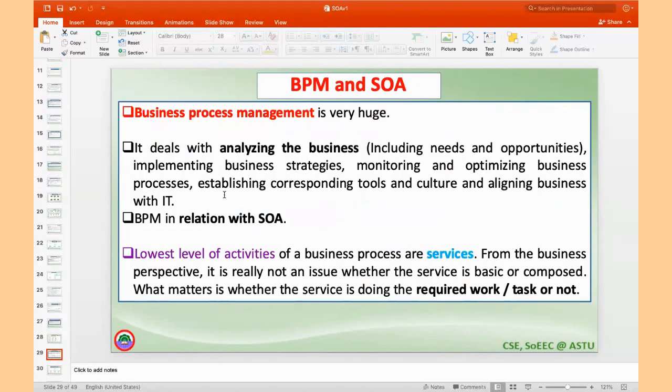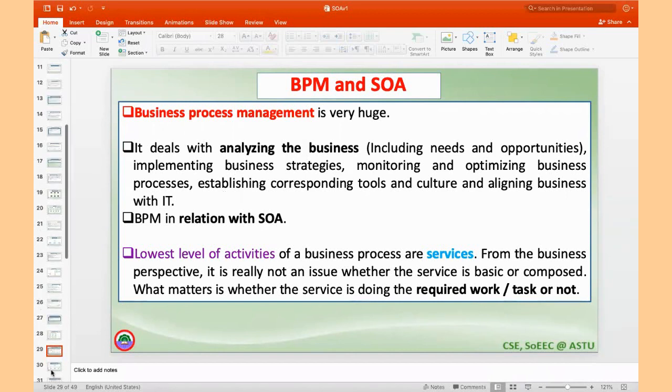BPM, business process management, is used to define the business process of your organization. It is very high level and very close to your business domain. There are some languages, like BPEL, business process expression language, that are used to define your business process with the help of your existing IT infrastructure.